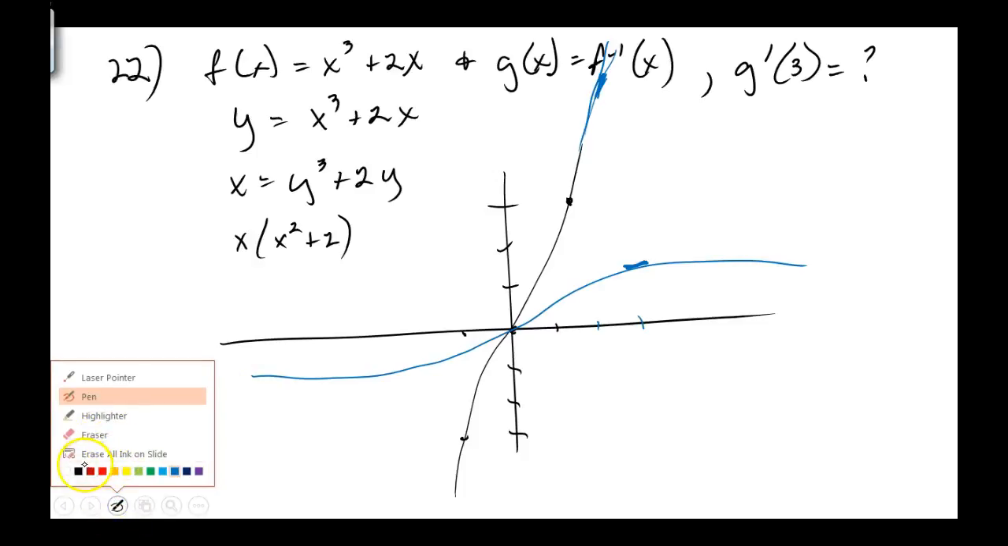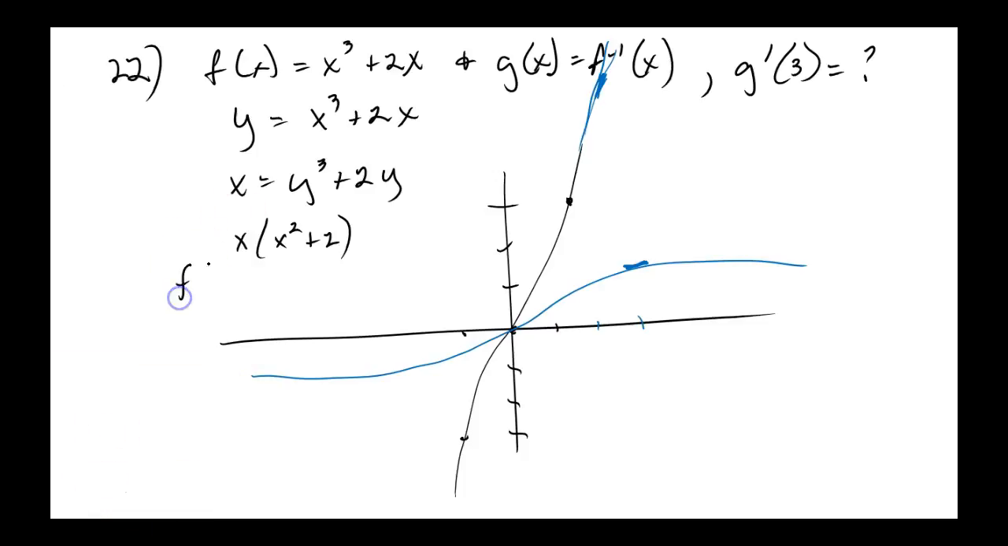So let's do it. F prime of x is equal to 3x squared plus 2. Plug in a 3. Remember, we flip our x and our y. Maybe we should have done the derivative first and then flipped it. But here's the other issue. Remember, we've reversed our variables too. So we need to find out what f of 3 is.